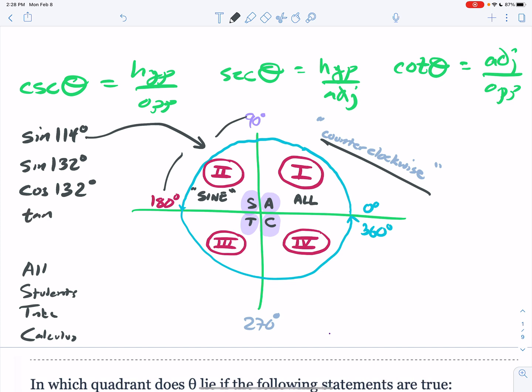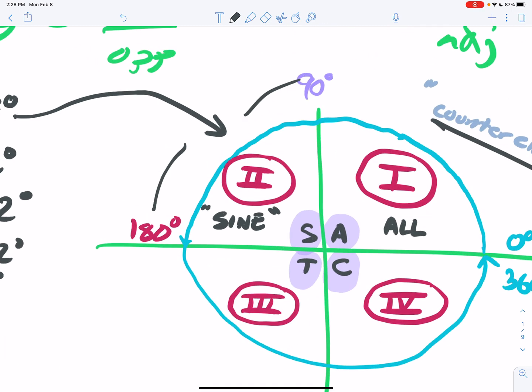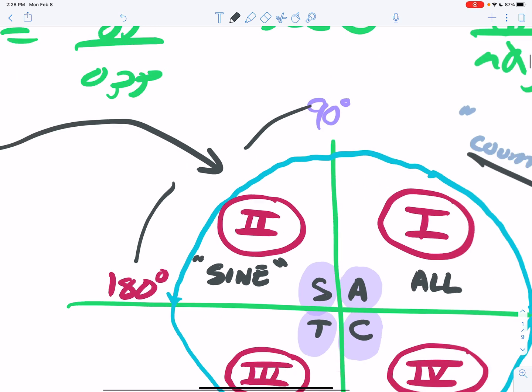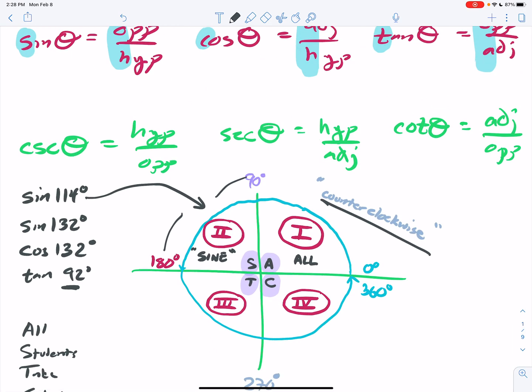In fact, if you pick any angle in between 90 and 180 and you're using anything except sine, it's always going to come out negative, okay? So for instance, the tangent of 92 degrees. 92 degrees is definitely in between 90 and 180, so we're in quadrant 2. So since this is sine's quadrant, tangent is going to come out negative. So if I type out 92 tangent, I get negative 28.636. Okay?